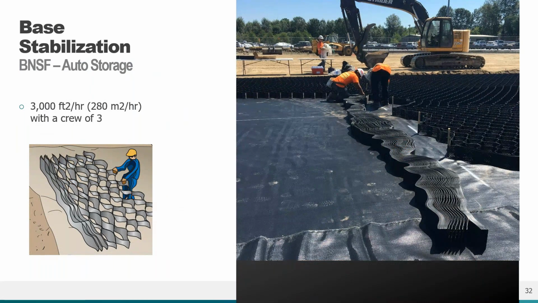Typical installation rates are about 3,000 square feet, or about 280 square meters per hour with a crew of 3. And remember, work can run in parallel, with one crew laying out the site, another installing GEOWEB, another filling and compacting. This work in parallel, again, for best efficiency.